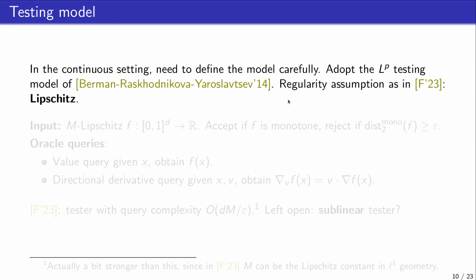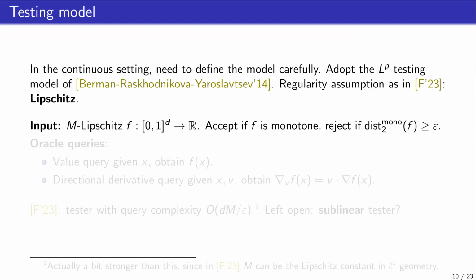Okay. And the regularity assumption that we're going to assume, because for real value functions you have to assume something, maybe bounded range, maybe some Lipschitz condition, maybe you can assume something else. But we're going to assume that the input function is Lipschitz. And just to tell you, this is the same as the previous paper that I mentioned from 2023 of my own. So our input is an M Lipschitz function, where M is some fixed parameter, in D dimensions. And we want the tester to accept if f is monotone and reject if it's at least epsilon far from monotonicity in this L2 distance.